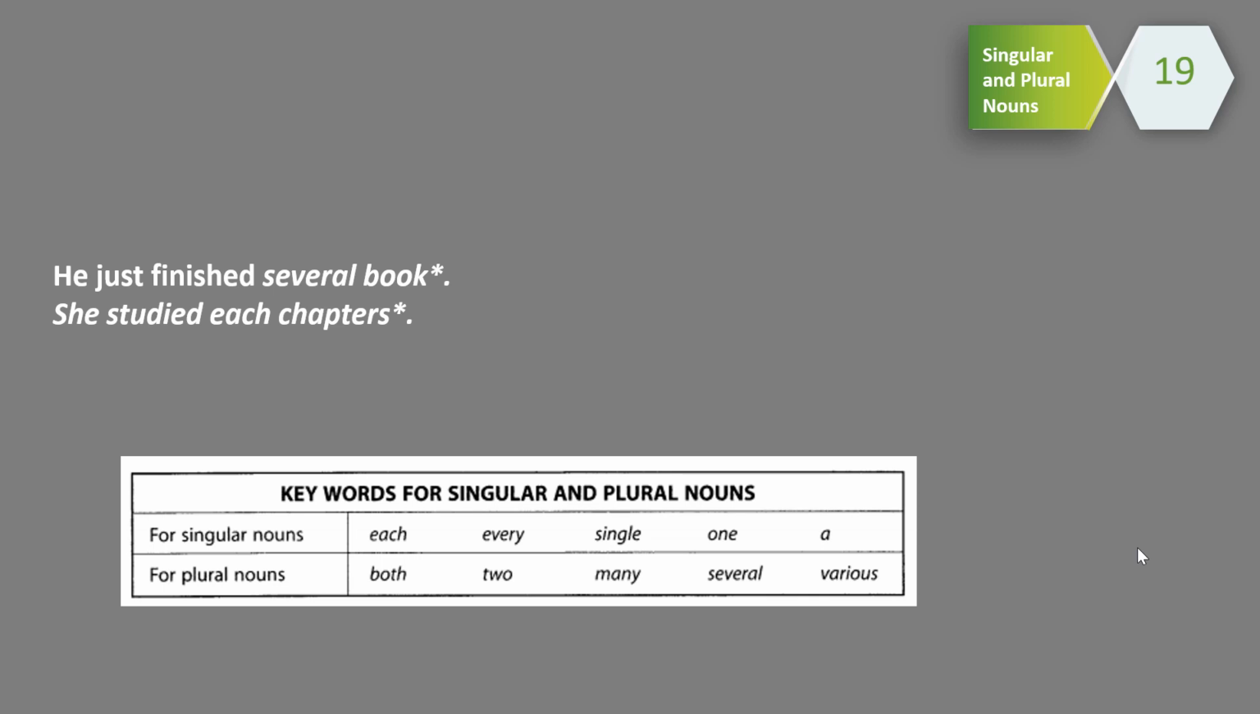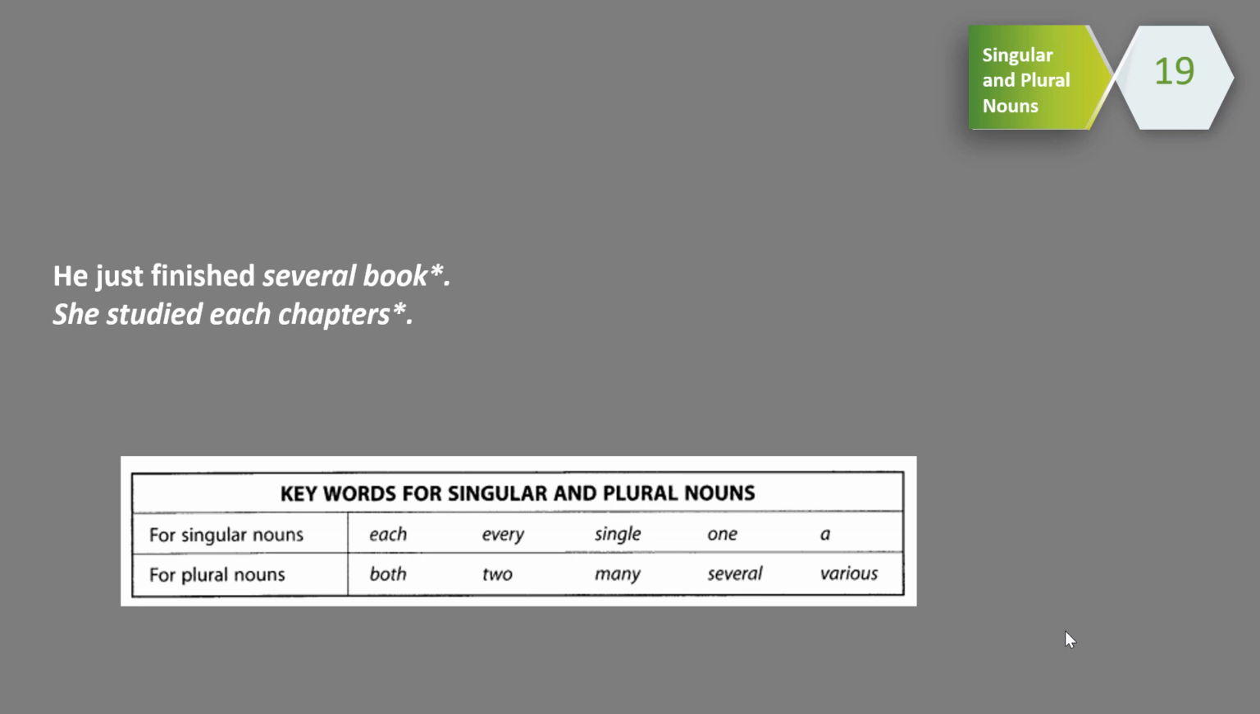Why? Because several is an expression of quantity for plural nouns. So not book but books with S. That's why book is the incorrect part of the sentence. She studied each chapters. We can also find an asterisk in this sentence because it constitutes an incorrect sentence.